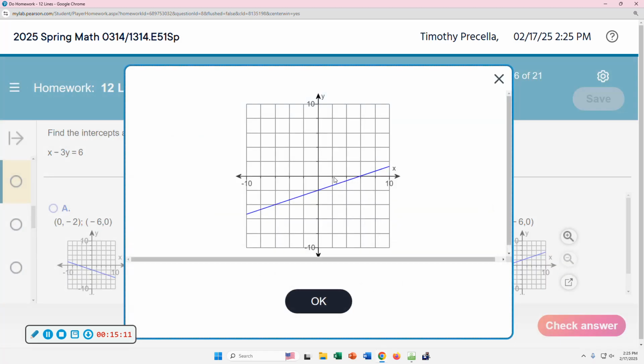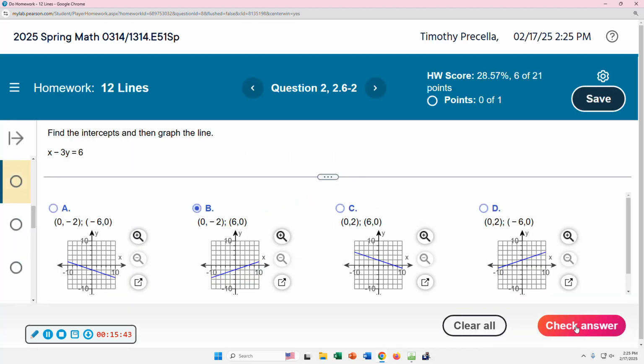Let's look at the graph. It's passing through the y-axis at -2. Is this -2 right here? Notice they're incrementing in units of what? Two. They're incrementing in units of 2. So that's -2 on the y-axis. What about the x-axis? Does it pass through 6? Is that 6 where Tony's pointing? Yes, it is. 2, 4, 6. So it must be response B.